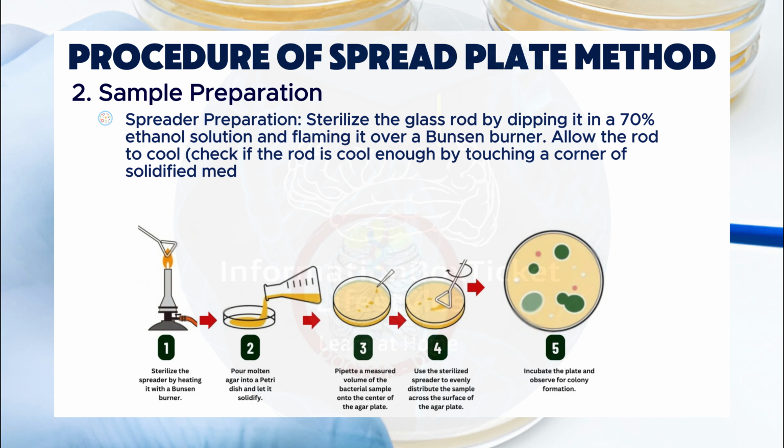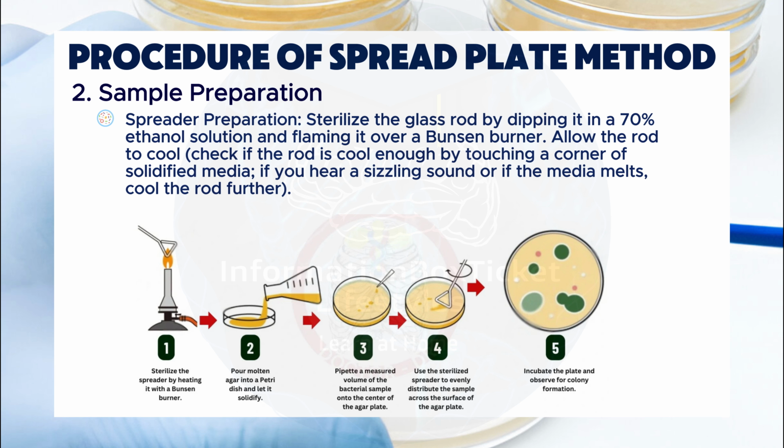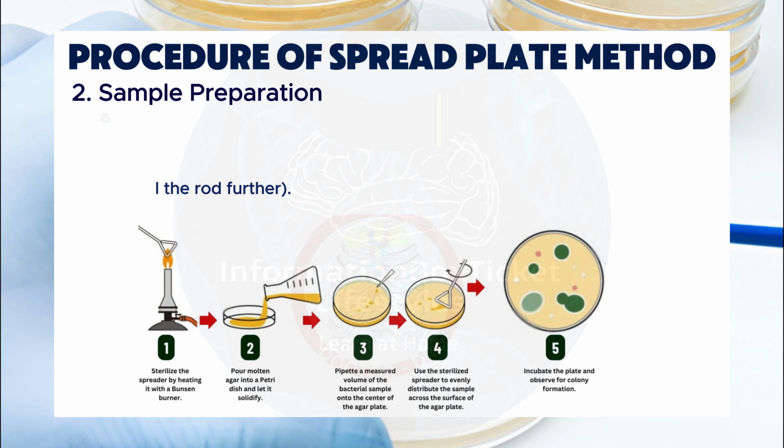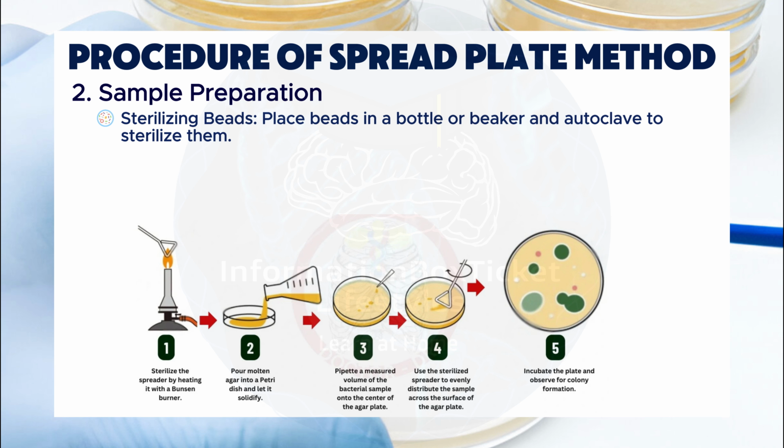Spreader preparation. Sterilize the glass rod by dipping it in a 70% ethanol solution and flaming it over a Bunsen burner. Allow the rod to cool. Check if the rod is cool enough by touching a corner of solidified media. If you hear a sizzling sound, or if the media melts, cool the rod further. Sterilizing beads. Place beads in a bottle or beaker and autoclave to sterilize them.